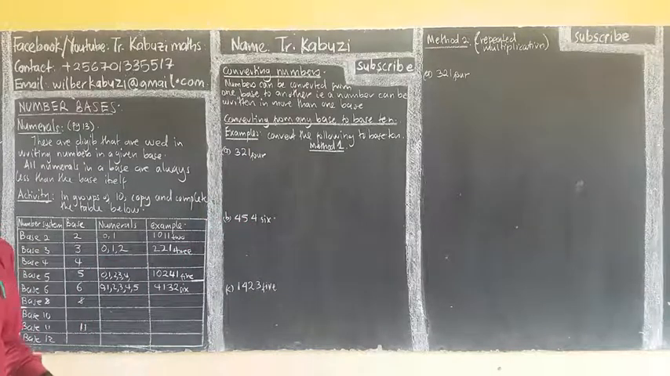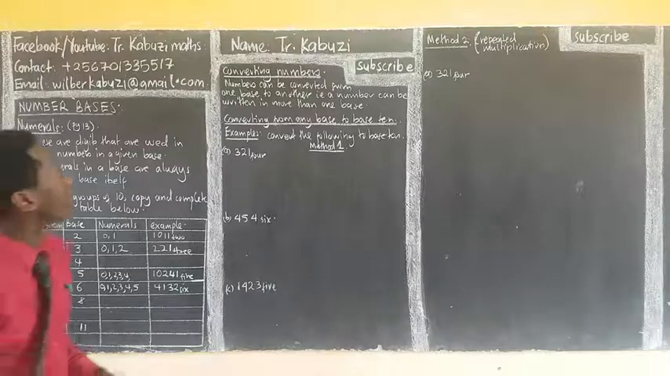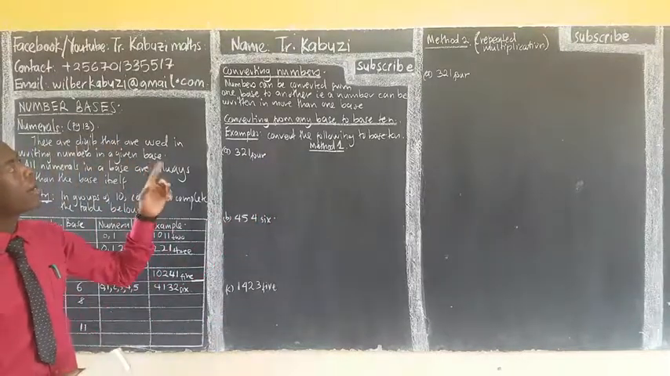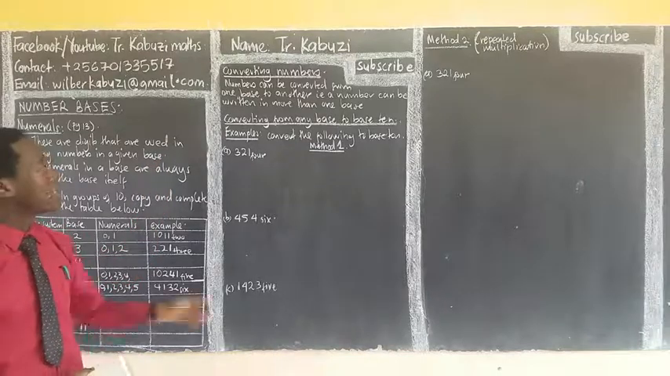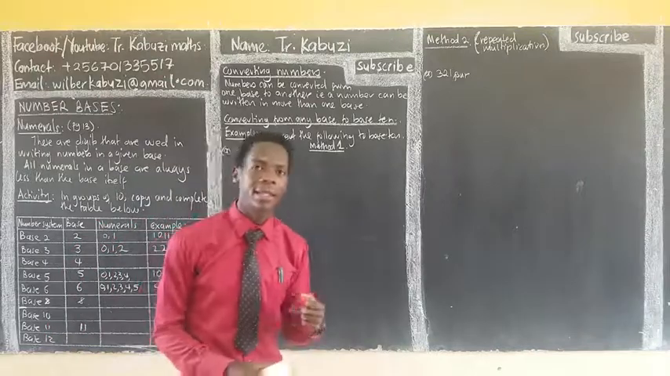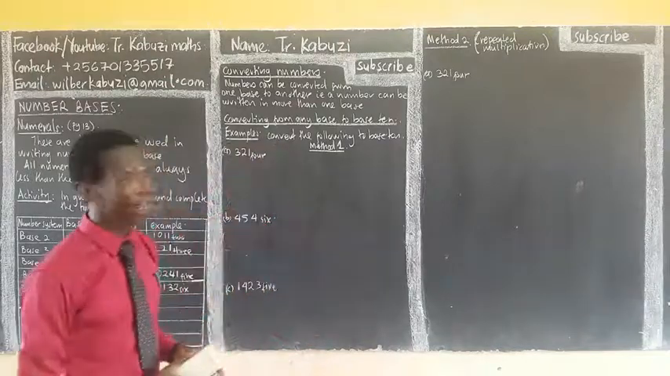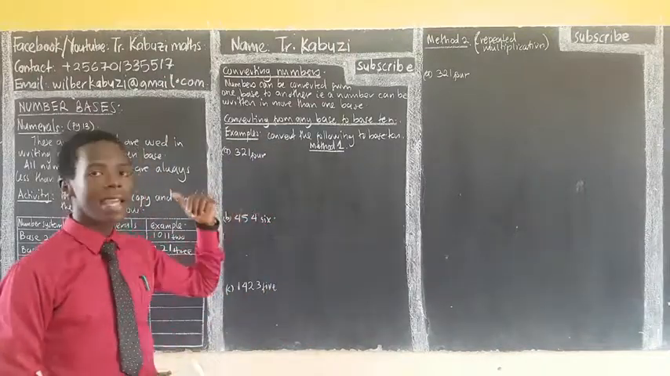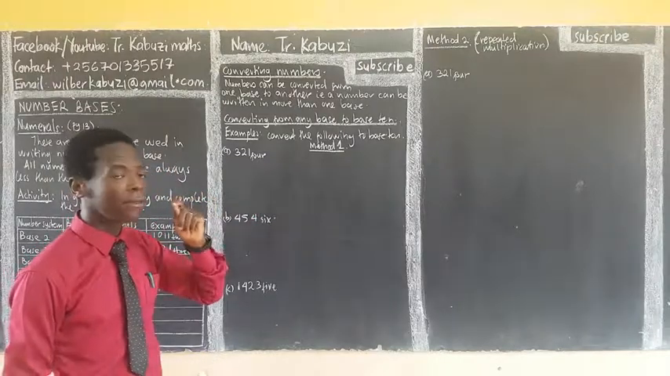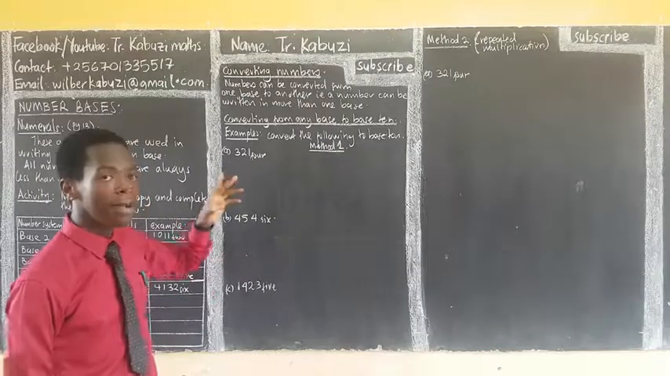Okay, now let us go to converting numbers. Converting numbers means that numbers can be converted from one base to another, i.e., a number can be written in more than one base. So you can write the same number, but in a different base. Okay, let us see what happens. Here we are going to use the idea we saw in place value. But now you have to be very careful.